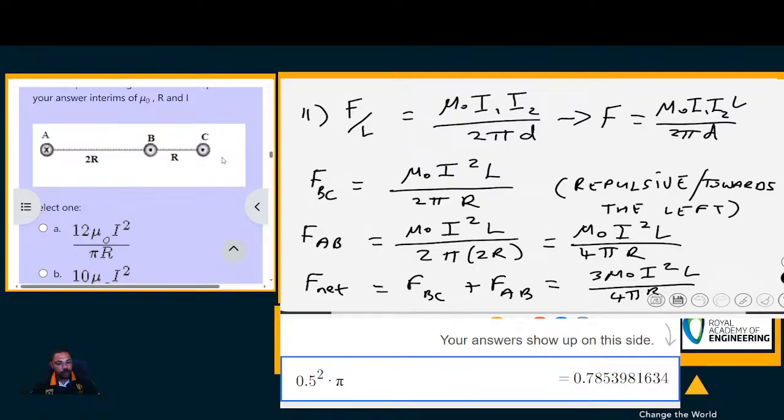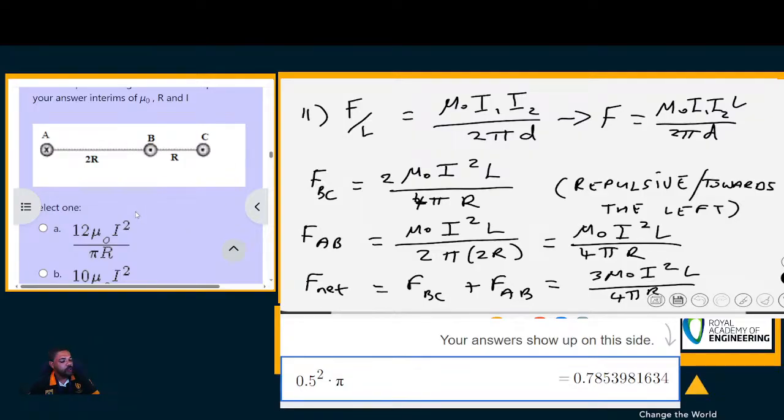I'm not going to go through the whole thing because you should know how to add fractions, but the common factor of 4 pi r and 2 pi r is 4 pi r, and then you multiply this one by 2. You can write it as this. It's exactly the same, so I multiply the top by 2 and the bottom by 2 as well. So it will be 2 mu naught I squared L over 4 pi r. The common factor is now 4 pi r for both, so that stays 4 pi r. That's mu naught I squared L, and that's 2 mu naught I squared L, so it will be 3 mu naught I squared L. Simple beauty of math.